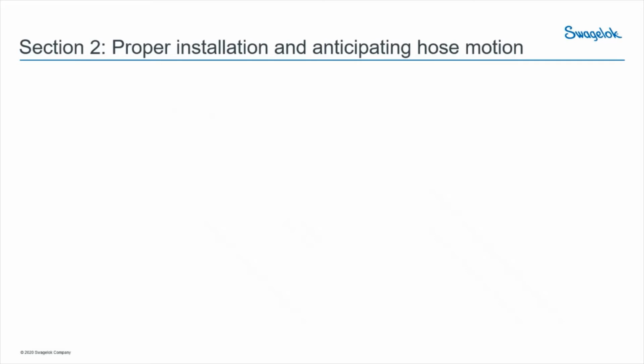So here's the next section. We're going to get into best practice as far as routing, and we're also going to talk about dynamic applications and anticipating that motion, what to look out for, how to plan for it, and things of that nature.